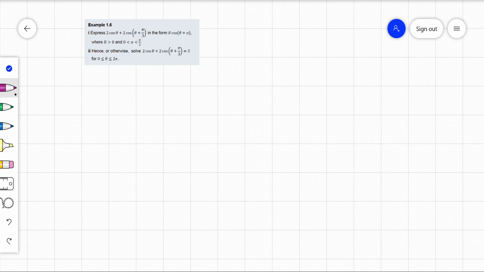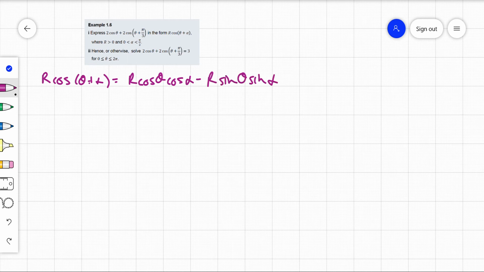Alright, for this one, it tells us to use the form r cos(theta + alpha). Now, if we expand r cos(theta + alpha), we already know we get r cos theta cos alpha minus r sine theta sine alpha. And we're going to compare it to this expression here.